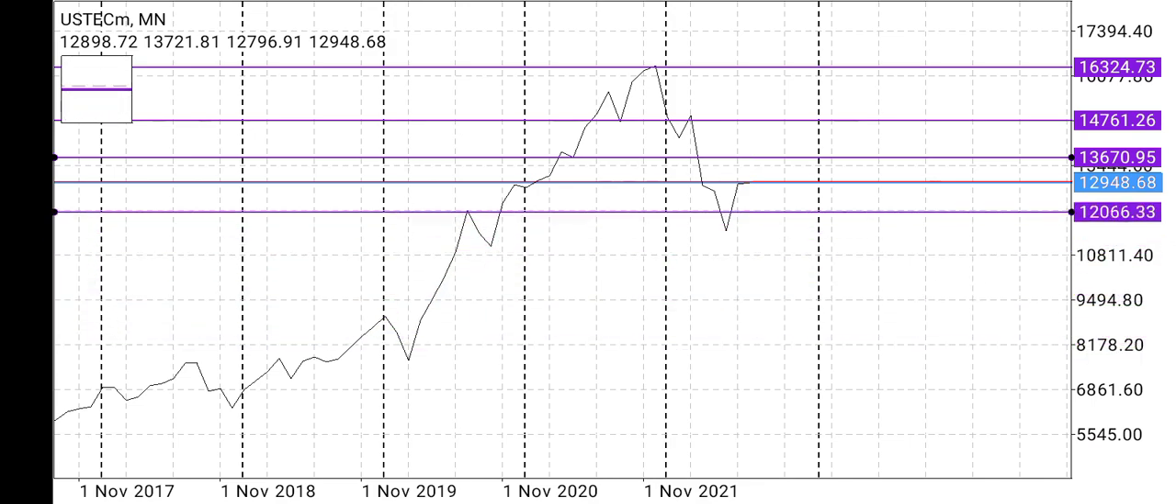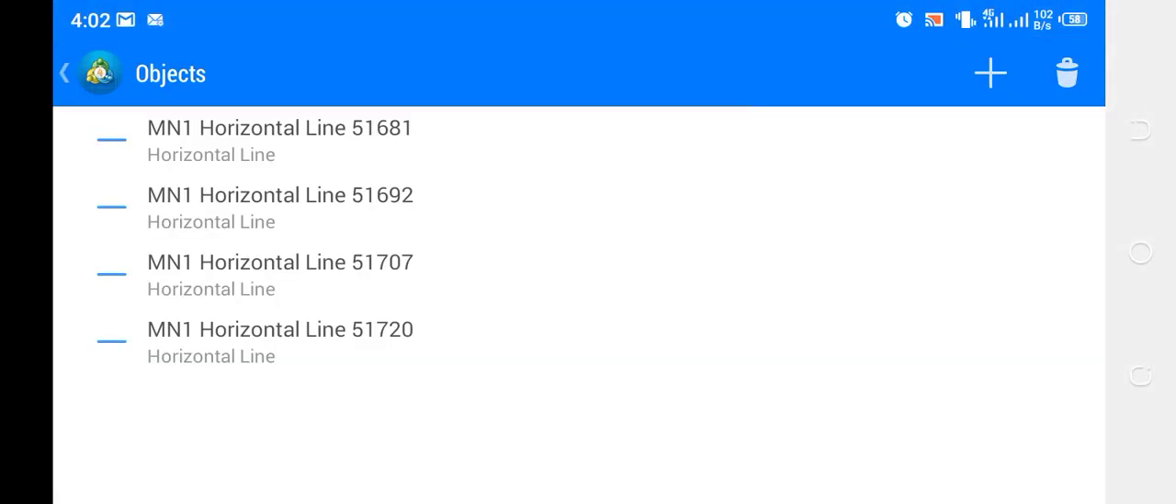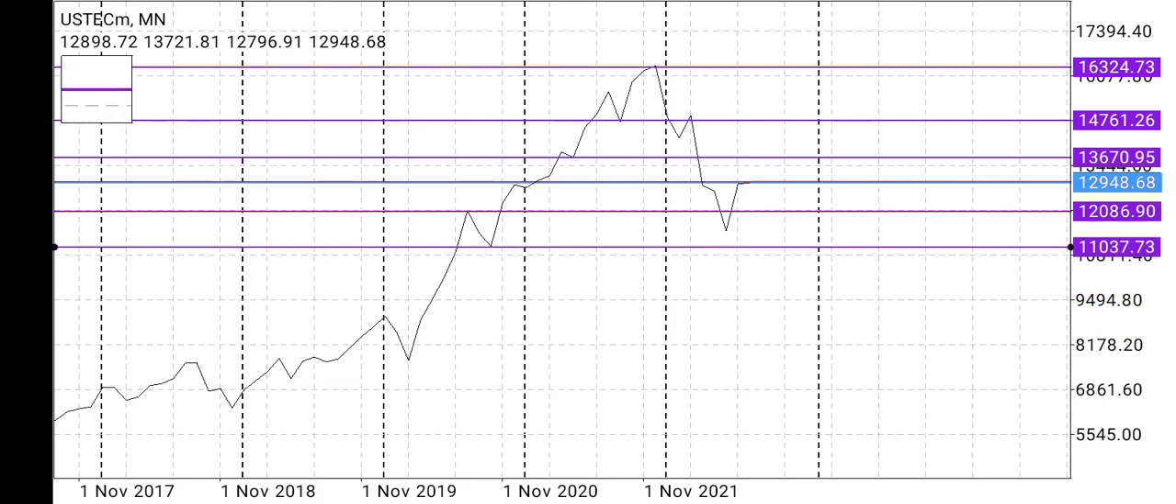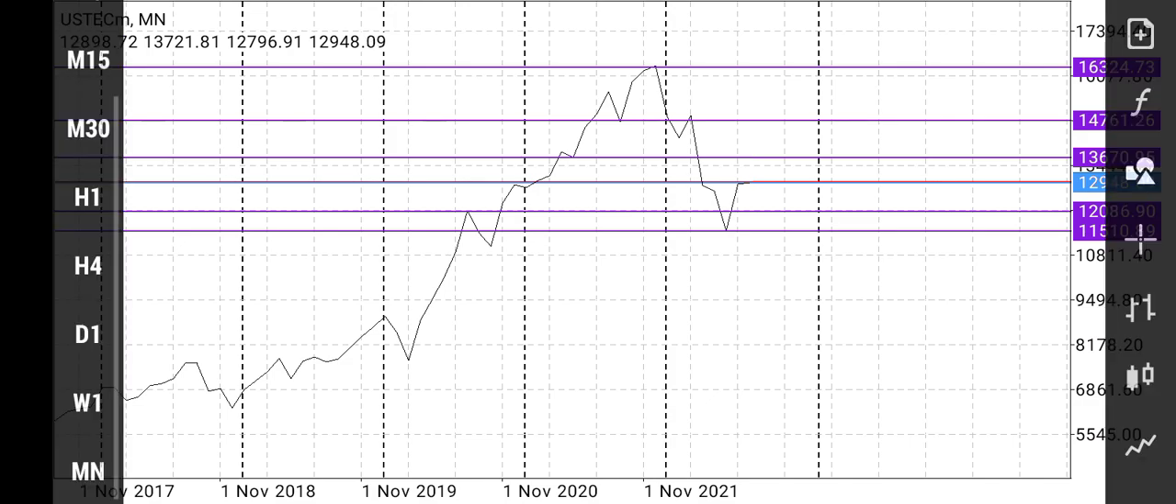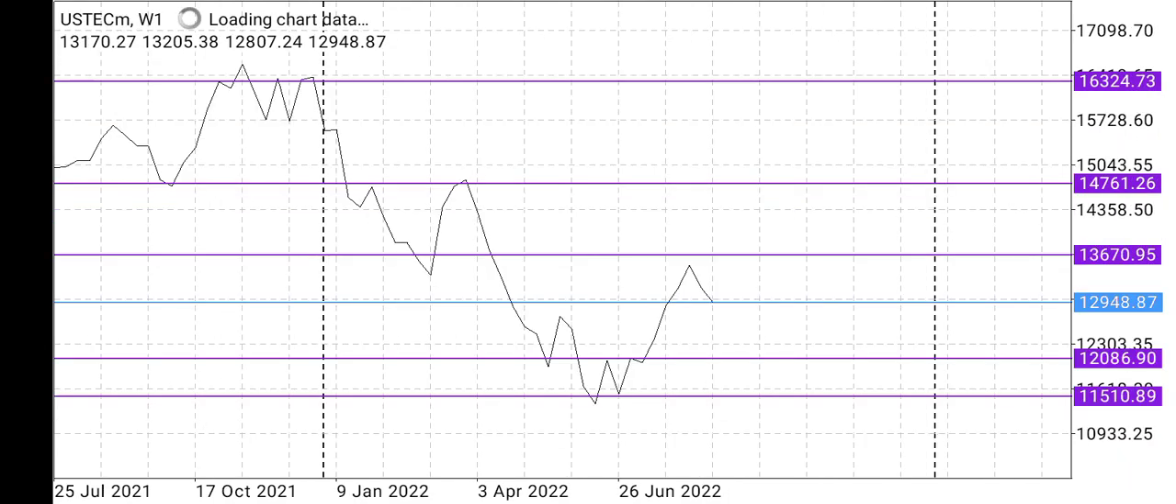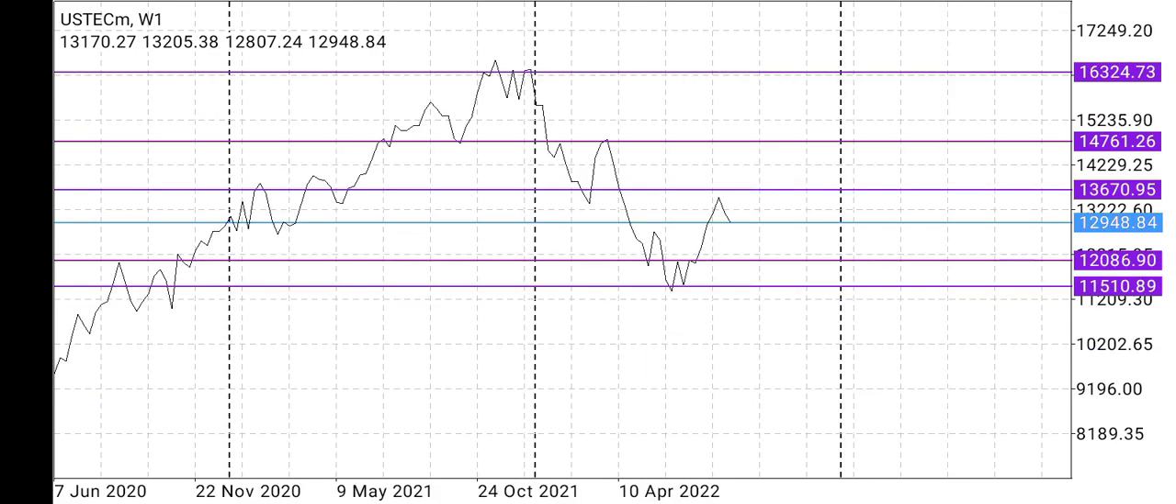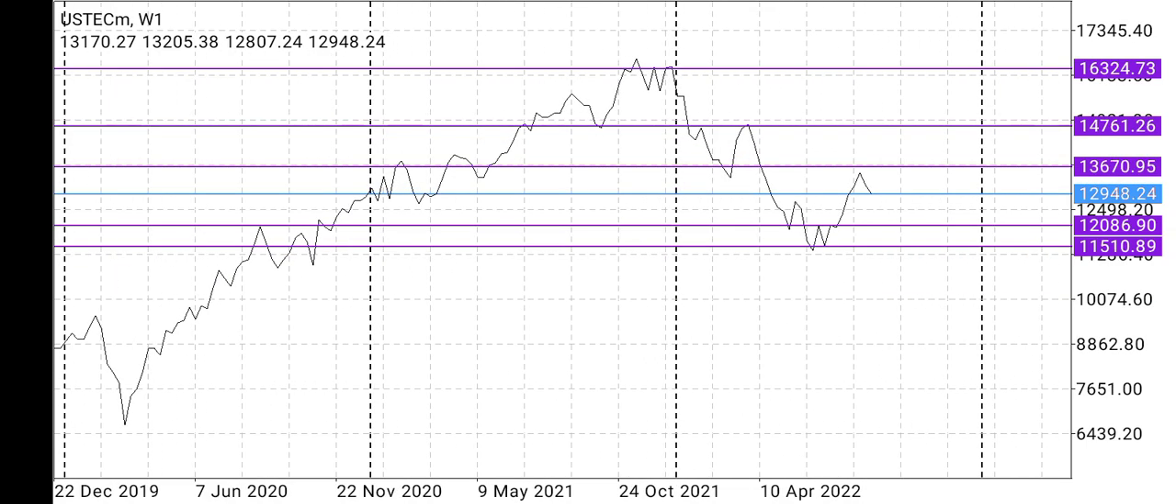And then we have this one, and then I can also mark that one. So let us go to the weekly time frame. On the weekly time frame, now we are going to do a little bit of correction here so that we can mark it.